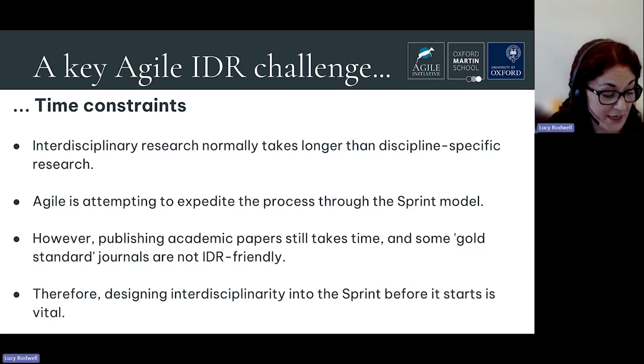But even so, it's unlikely that a paper submitted during the sprint will be published before the sprint ends, although I should add that targeting preprint friendly journals can mitigate this to an extent. Therefore, this time constraints challenge needs to be taken into account within the context of the sprint in the initial thinking, the design and the proposal.